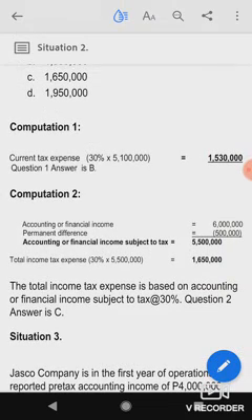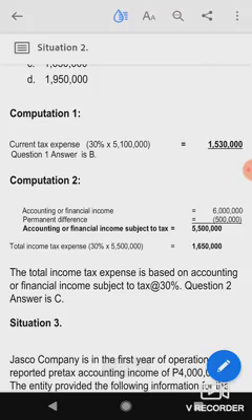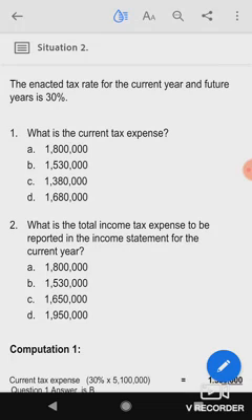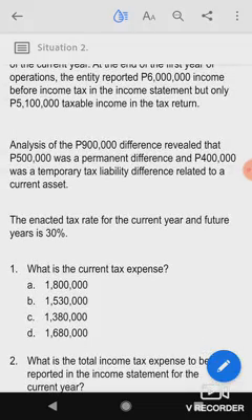We have 1,530,000, which is the current tax expense due. The answer for situation 1 is letter B. So 1,530,000, which is 30% of the declared taxable income in the income statement of 5.1 million.